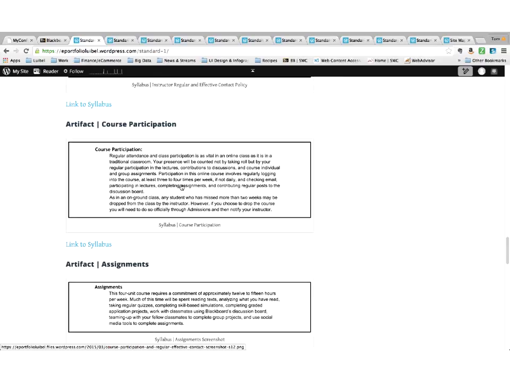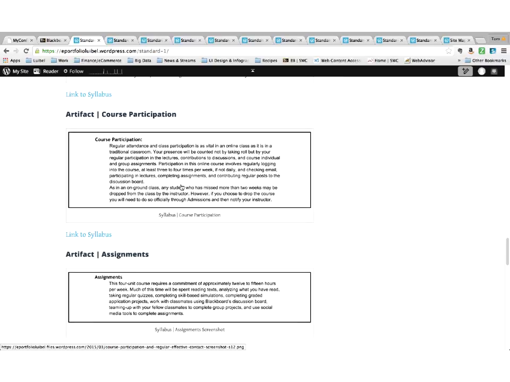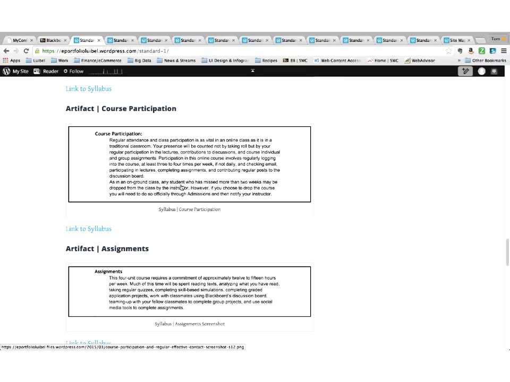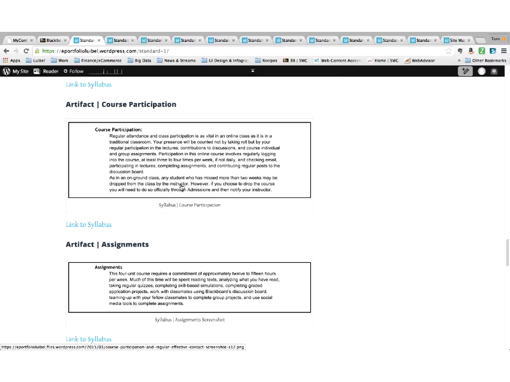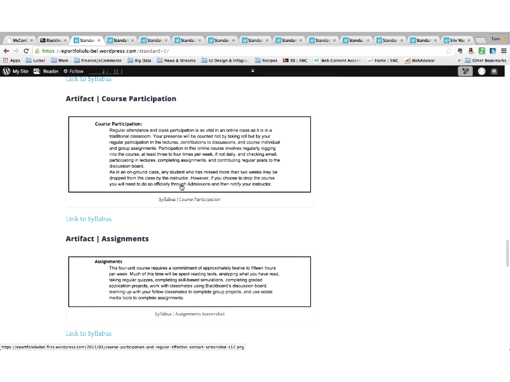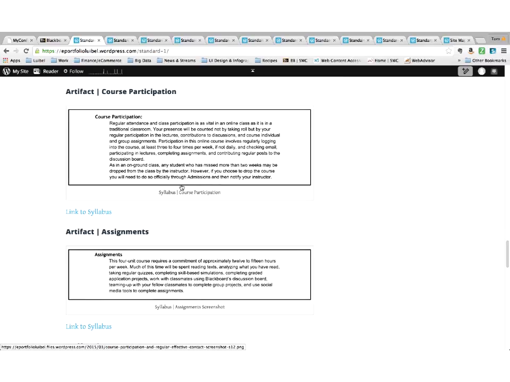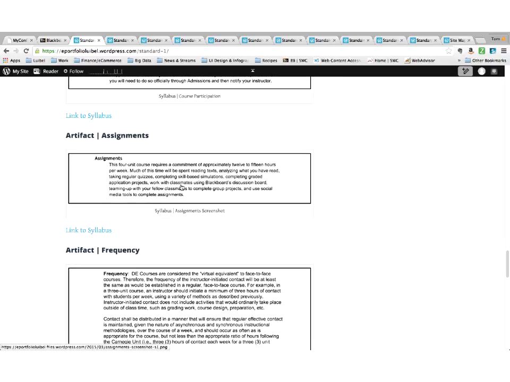You need to, it's suggested, 3 to 4 times a week. You need to check your email. You need to participate in the lectures. You need to complete your assignments. And you need to be a regular contributor to the post and the discussion board. And I tell them that if you've missed more than 2 weeks, you may be subject to being dropped. However, if they choose to drop, they need to do it through admissions and then notify me.